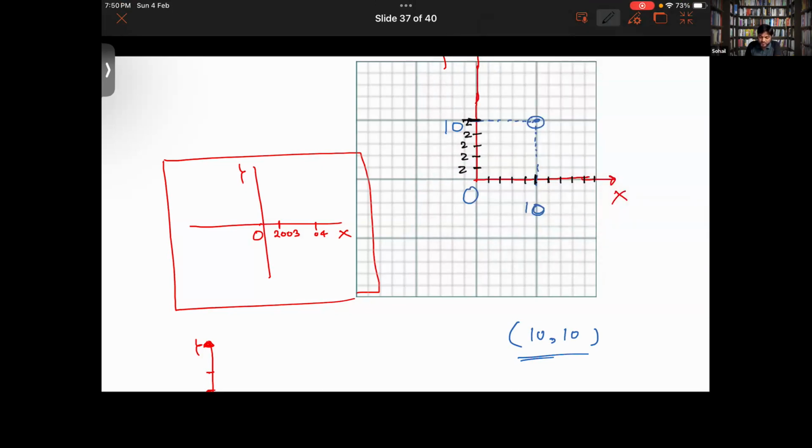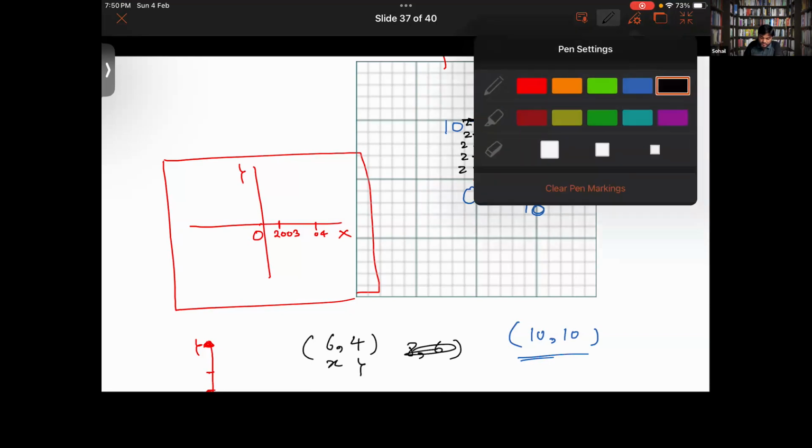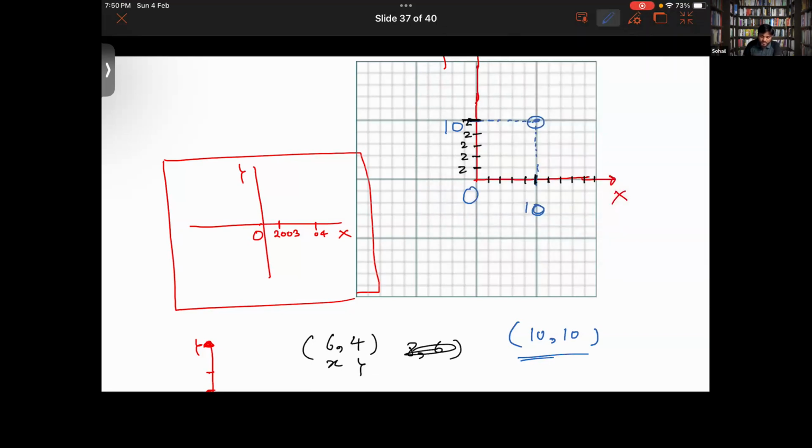But if the question were, let's say, that you are required to plot (8, 6), not (8, 6), let's take another value, take (6, 4). So this has to be represented on x and y. You can represent that also, right?